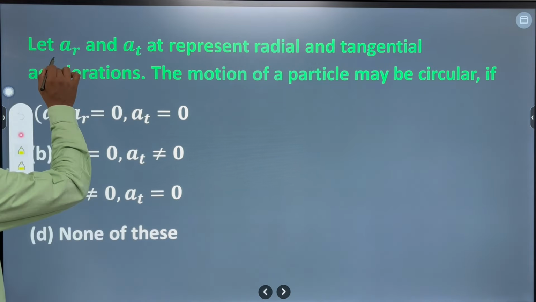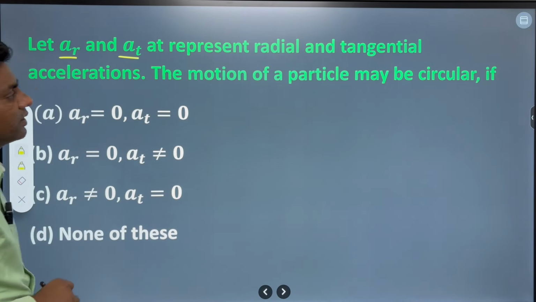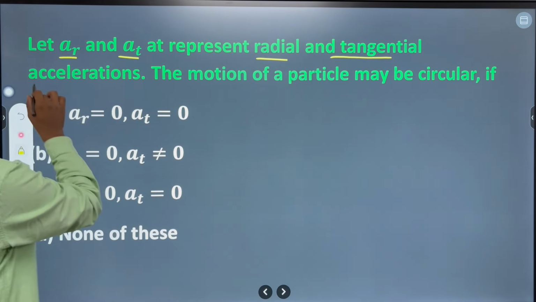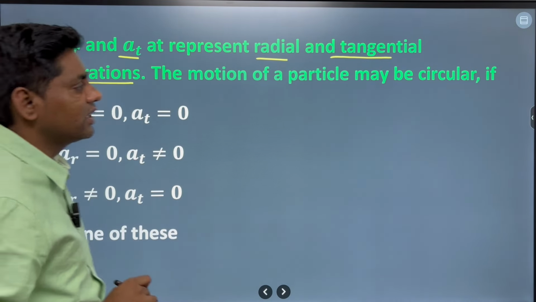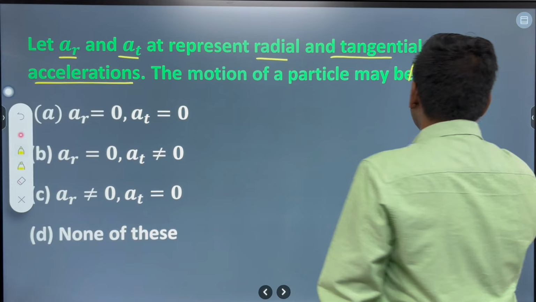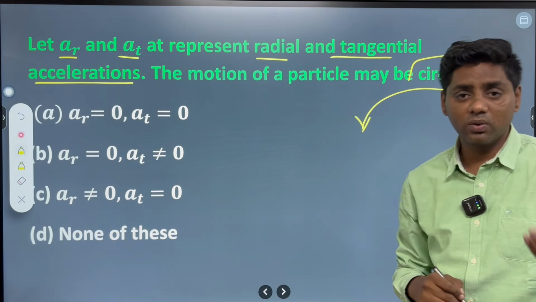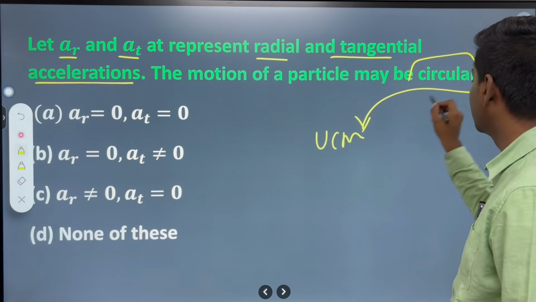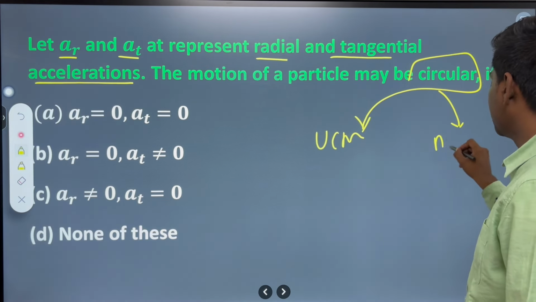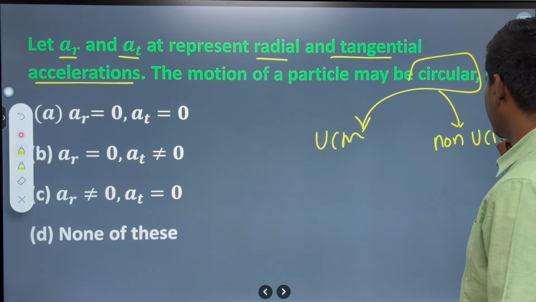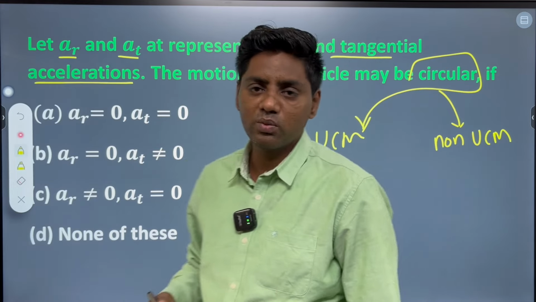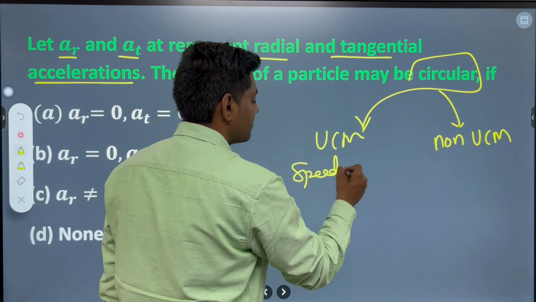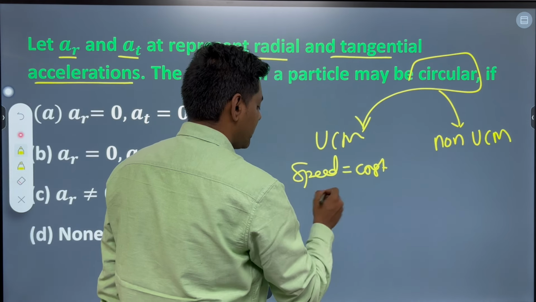Next example, let AR and AT represent the radial or tangential accelerations. The motion of the particle may be circular. तो ये बहुत ही सिंपल है. मोशन ऑफ द पार्टिकल अगर सर्कुलर रहेगा तो दो ही केस बनेंगे. फर्स्ट उसका बनेगा यूसीएम, यूनिफॉर्म सर्कुलर मोशन, एंड सेकंड विल बी नॉन यूनिफॉर्म सर्कुलर मोशन. सो व्हाट इज द केस ऑफ यूनिफॉर्म सर्कुलर मोशन, हमें पता है यूनिफॉर्म सर्कुलर मोशन में स्पीड कांस्टेंट रहेगा. अगर स्पीड कांस्टेंट रहेगा सो दैट इज AT.